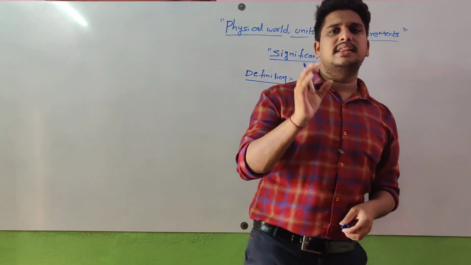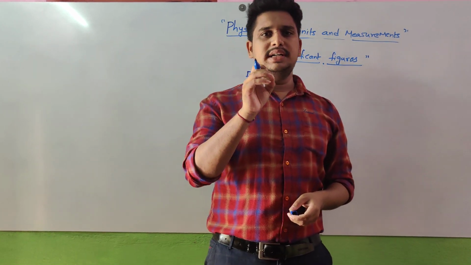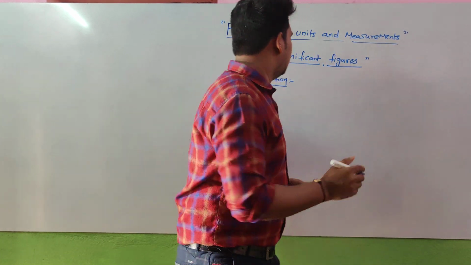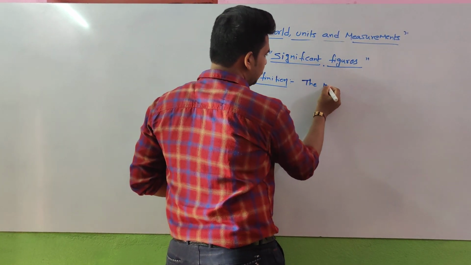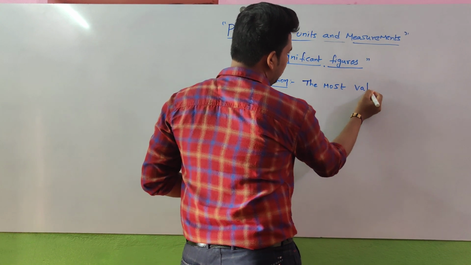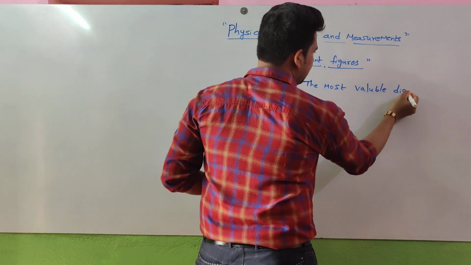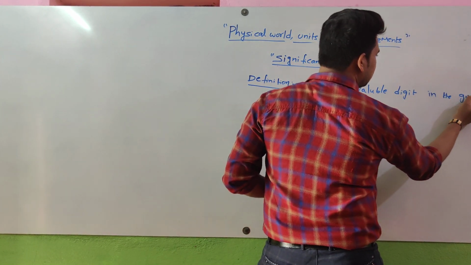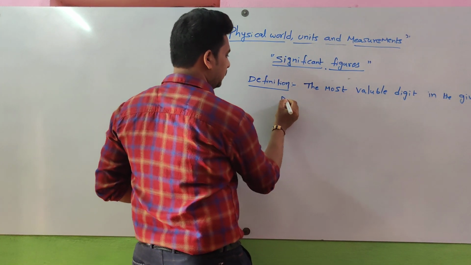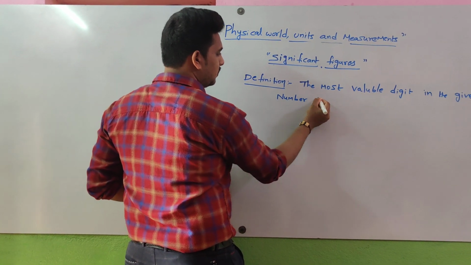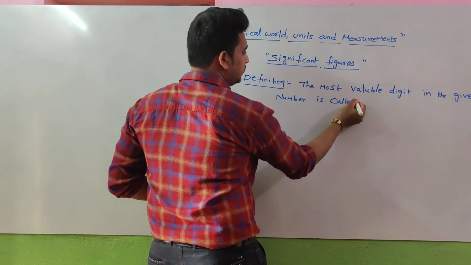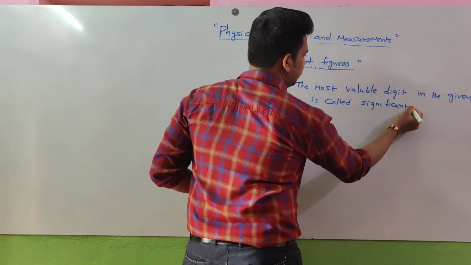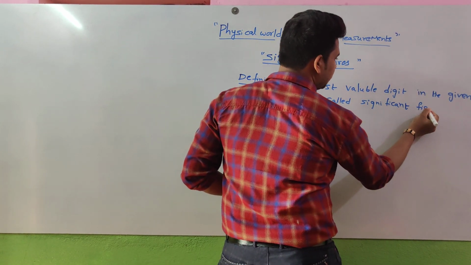Simply, a significant figure is nothing but the most valuable digit in the given number. The most valuable digit in the given number is called a significant figure.